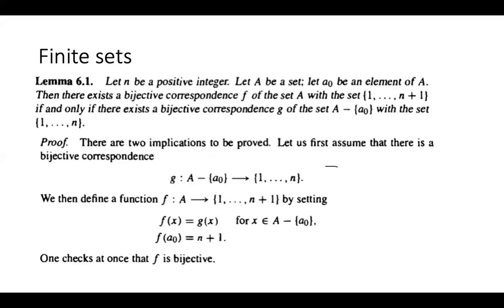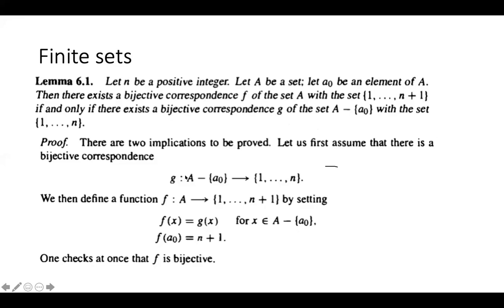So the first lemma that this gives us is: let N be a positive integer, and let A be a set with A0 being an element of A. Then there exists a bijective correspondence F of A with the set 1 to N plus 1 if and only if there exists a bijective correspondence G of the set A minus A0 with the set 1 to N. So this is saying that if there are N plus 1 elements, then there has to be a bijective correspondence F if and only if there is a way to map the first N elements using a function G. That's what we're trying to prove.